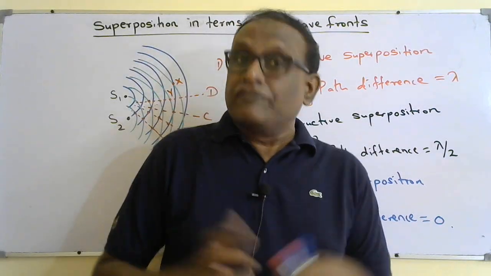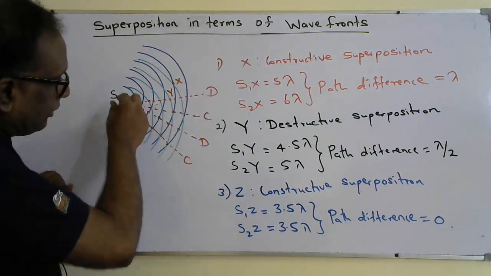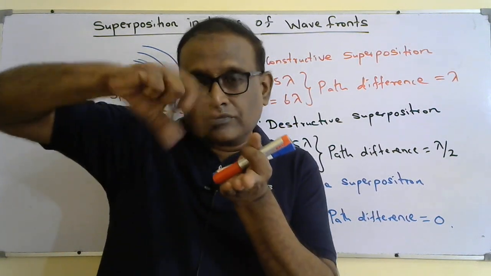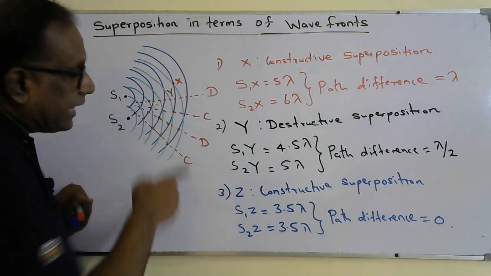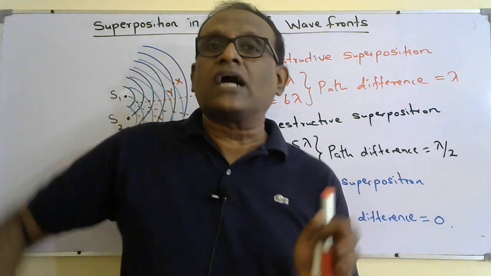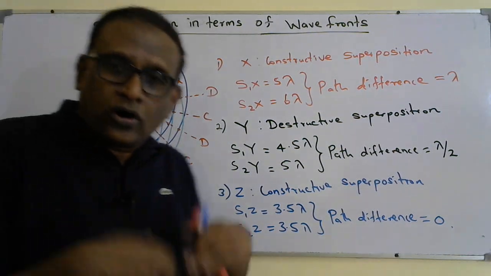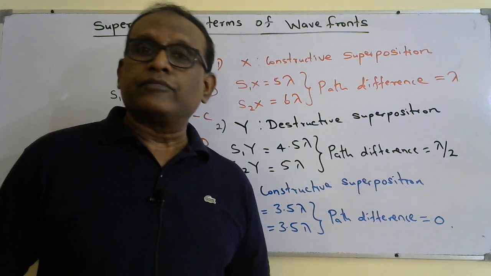occurring. And if it is a water wave on a ripple tank, where the constructive superposition occurs, there will be vibrations. You can see the disturbance like ripples. Where destructive superposition occurs along this line, you will see the water remains calm because of destructive superposition. So here also the explanation is all the same, nothing different: path difference decides the type of superposition.